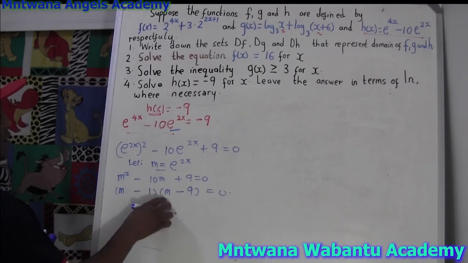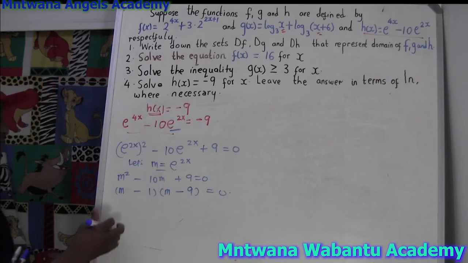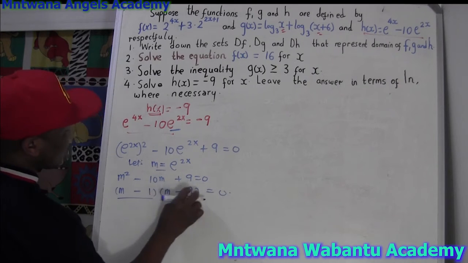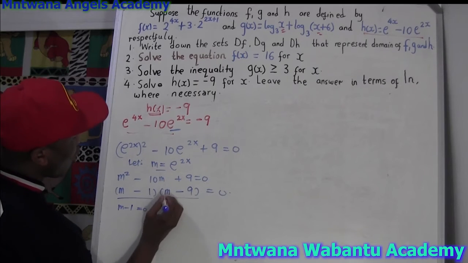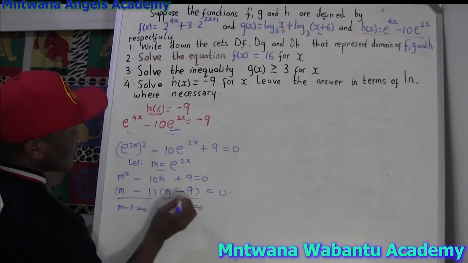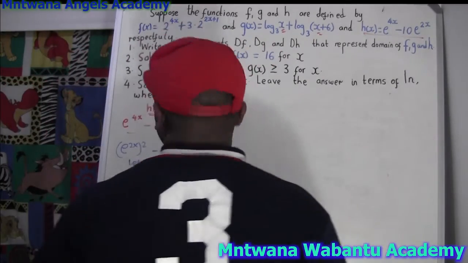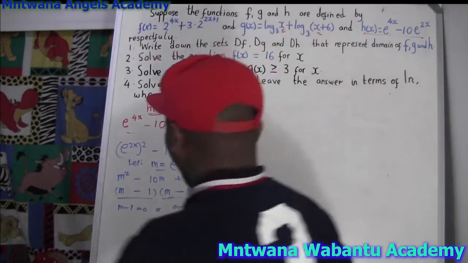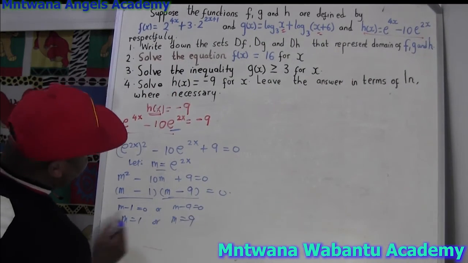Look, m times m, yeah, this is the same as that one. When you factorize, I believe you know how to factorize. So for that case, this equals 0 and this equals 0. So m minus 1 equals 0, or the second one, m minus 9 equals 0. Take over. So m equals 1 or m equals 9.